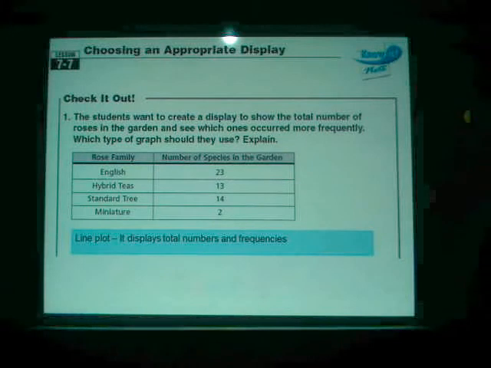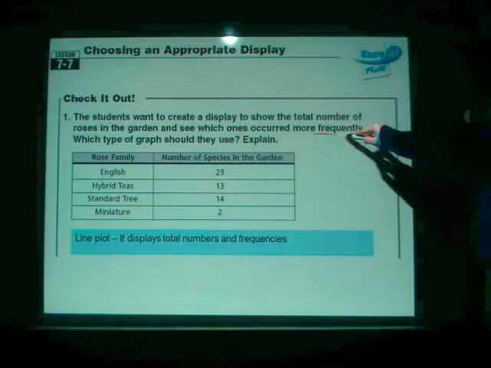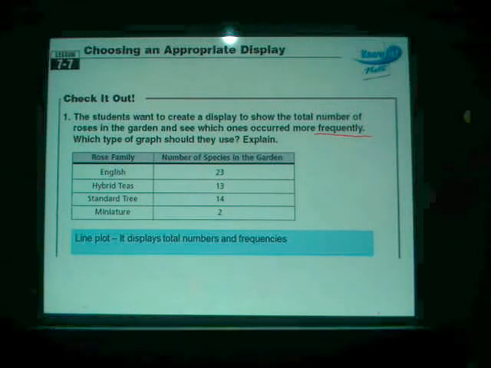So let's take a look at the check it out examples here. The first question says the students want to create a display to show the total number of roses in the garden and see which ones occurred more frequently. Which type of graph should they use? Notice that I'm underlining the word frequently. They're very specifically referencing they want to know how often something occurred.